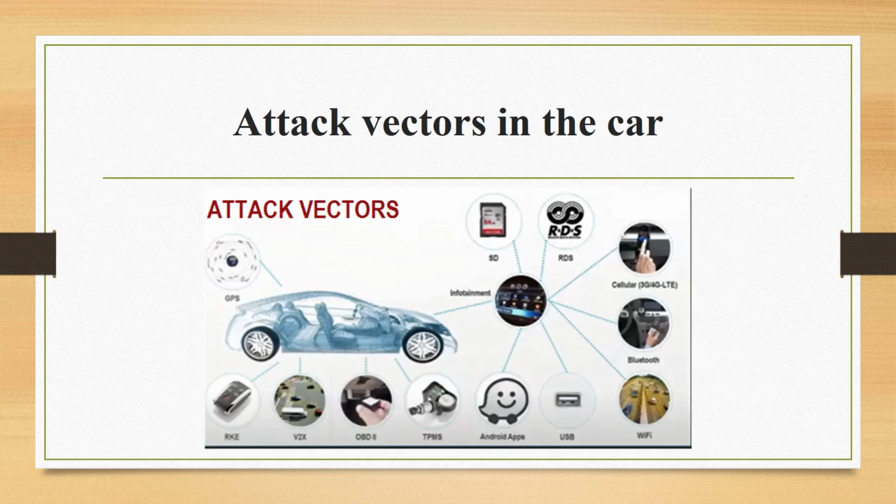Attack vectors in the car. These are the attack vectors in the car: GPS, remote keyless entry, OBD port, TPMS, USB, and more. An attack vector is a method or way by which a hacker can gain unauthorized access to the network or system. Attack vectors enable hackers to exploit vulnerabilities in the system.